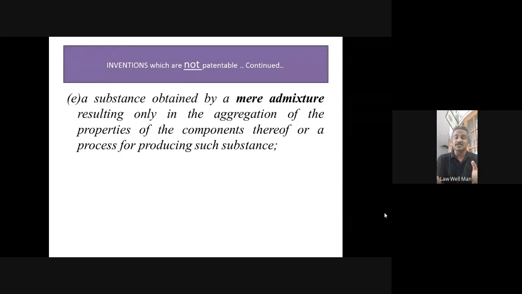Mixing is sometimes an easy business, but sometimes it will be difficult for you to mix certain things, especially chemically. And here, a substance obtained by a mere, I would emphasize the word mere, admixture, resulting only in the aggregation of properties of the components thereof, or a process for producing such substance. Bit technical, but let's understand it through an example which I've brought here.